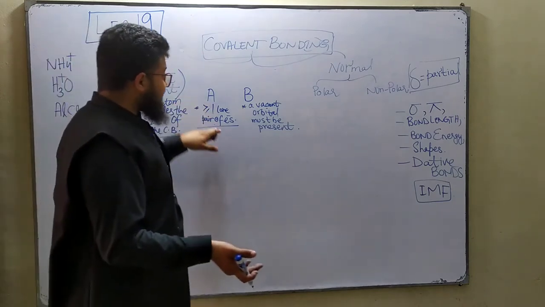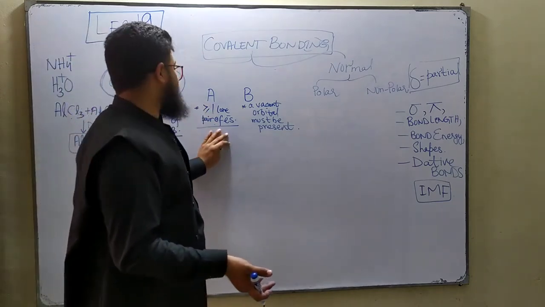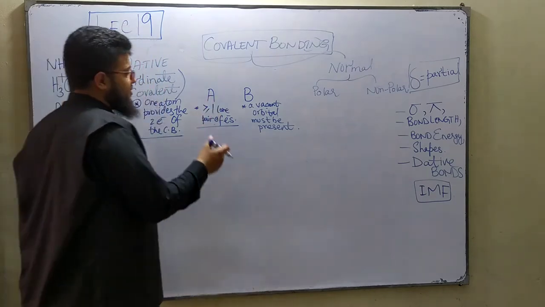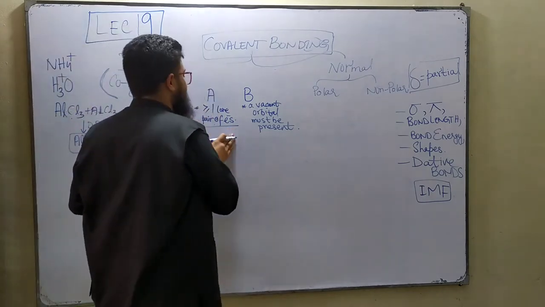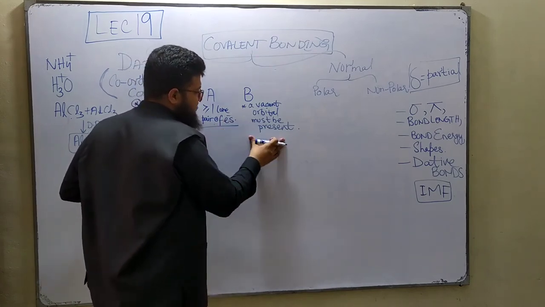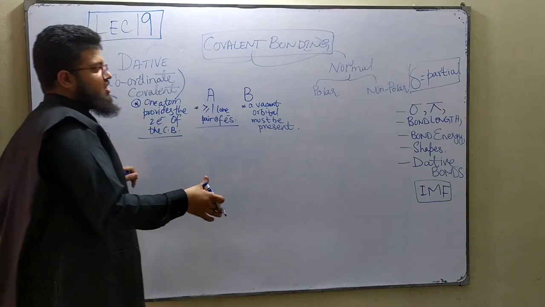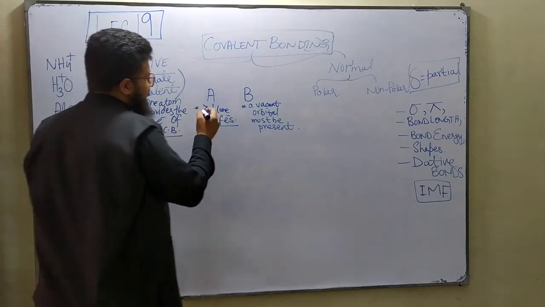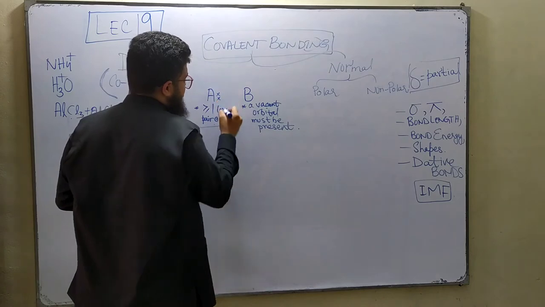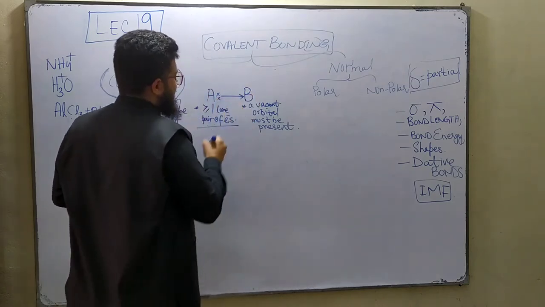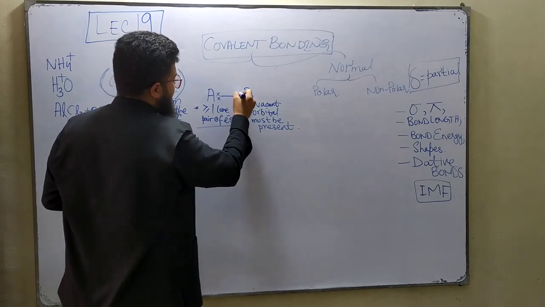And if it doesn't have a lone pair of electrons, then of course it cannot give the lone pair of electrons to the other element. So A must be electron rich, meaning having a lone pair of electrons, and B must be electron deficient, meaning it must have the tendency to accept the lone pair of electrons. Only in that case, if A has a lone pair of electrons and B has a vacant orbital, a dative bond can be formed, and a dative bond is represented by an arrow.